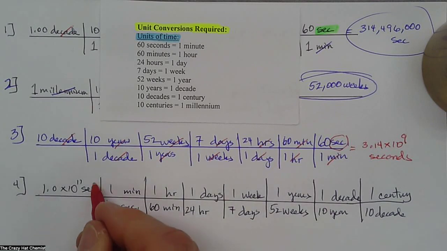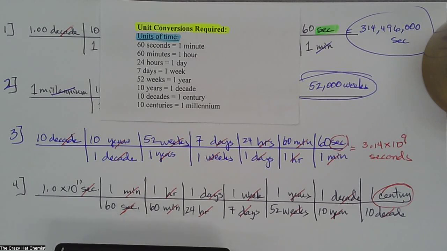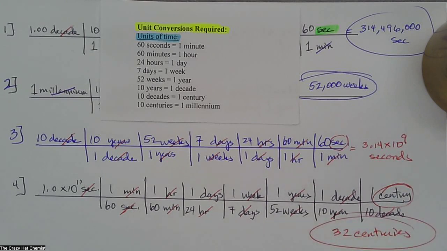You should see that the seconds cancel, minutes cancel, hours cancel, days cancel, weeks cancel, years cancel, decades cancel. I'm left with centuries. So now what we're going to do is plug this into our calculator. It's 1.0 times 10 to the 11 seconds. We're going to divide by 60, divide by 60 again, divide by 24, divide by 7, divide by 52, divide by 10, and divide by 10 yet again. And we're going to end up with, I'm going to round this to a whole number, 32 centuries. That would be our answer.